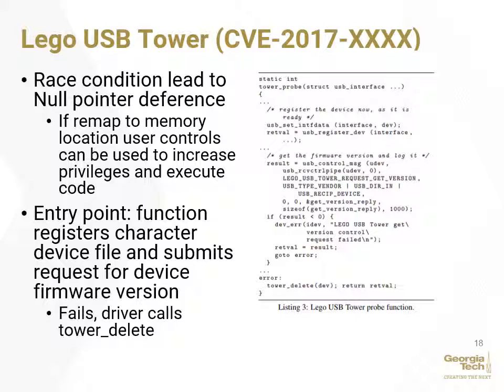The function registers the character device file, then requests the firmware version. So if the URB request fails, it then calls tower delete, and this deletes device structures which are actually associated with the driver, and no attempt to check for any active connection is made. So if the device file is registered before the probe function terminates, then it will allow you to be able to access files from the user space.